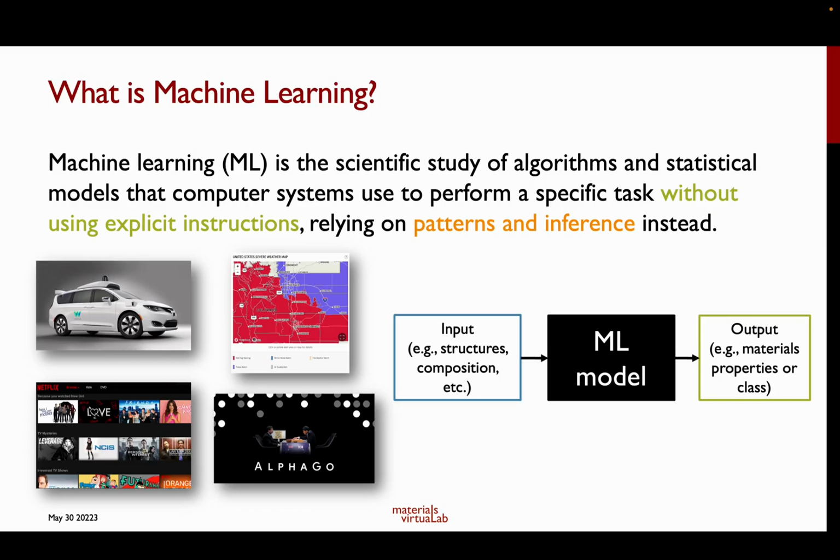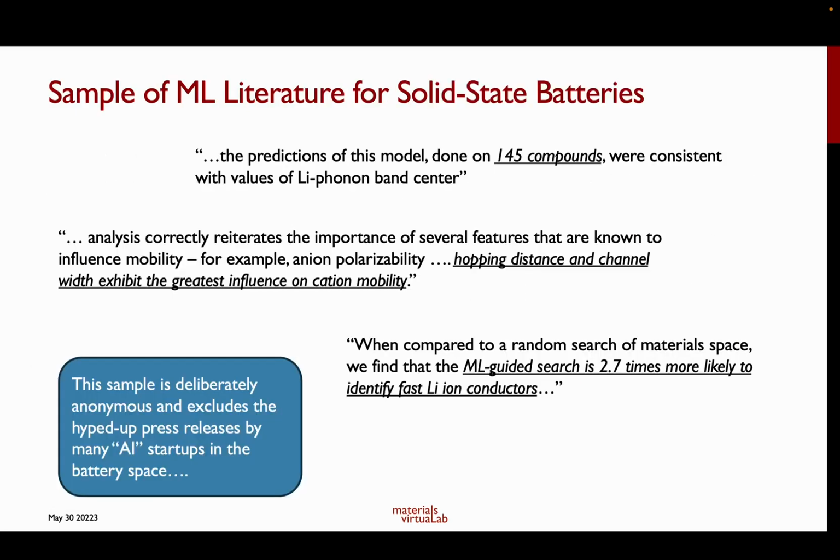So it is no surprise that a lot of people have been trying to apply machine learning to design solid-state batteries. Here I show you a sample of the machine learning literature for solid-state batteries. Just so as not to offend people, I have deliberately anonymized the quotes. These are basically extractions based on a Google search of machine learning solid-state batteries, and you can see some of the results. For example, this first quote from the abstract says the predictions of this model, done on 145 compounds, are consistent with the lithium phonon band center. There's also another analysis that says that our analysis correctly reiterates the importance of things such as anion polarizability, but they also found that hopping distance and channel width also influence ionic conductivity. Then there's yet another example where it says that the ML-guided search is about 2.7 times more likely to find lithium superionic conductors.